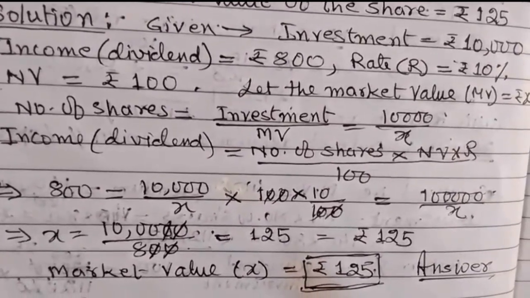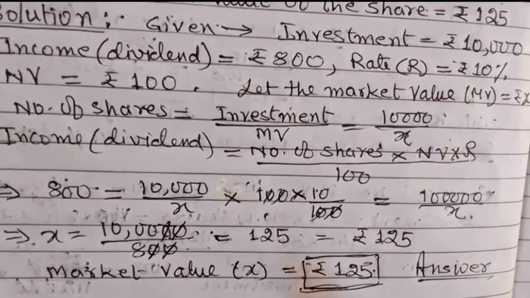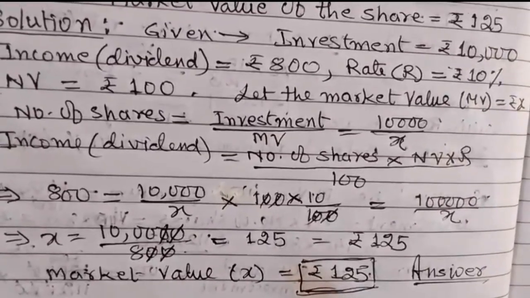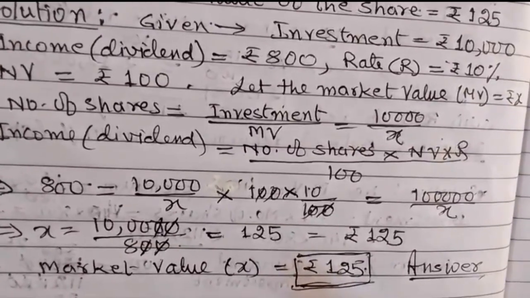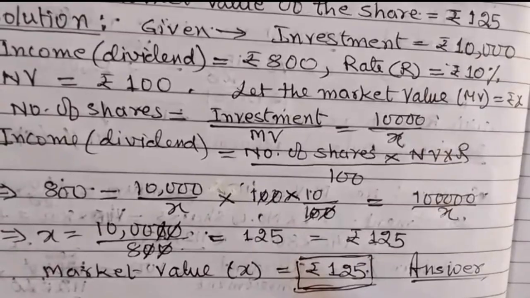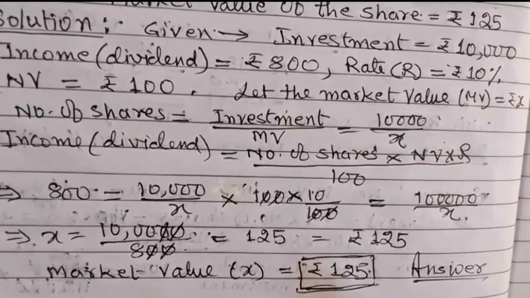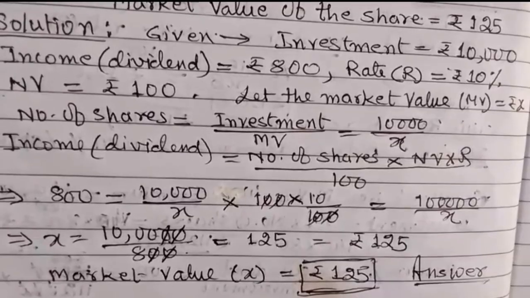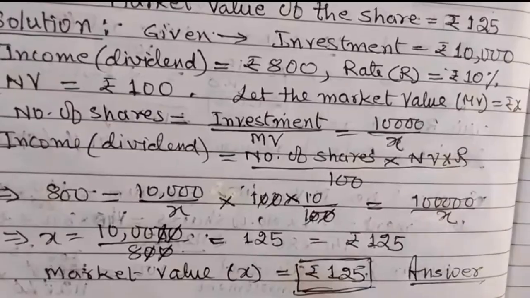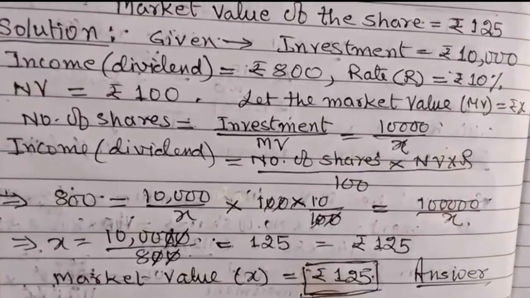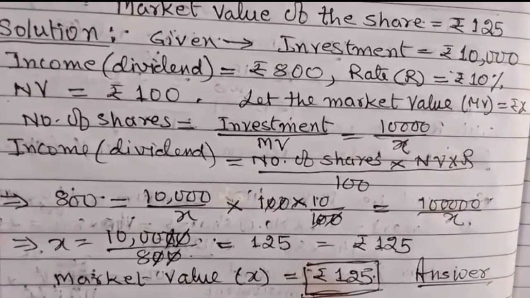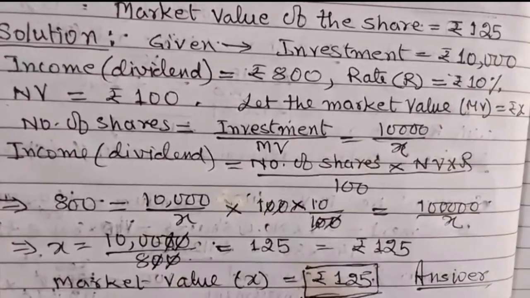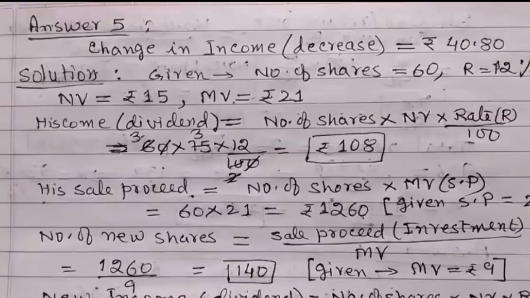We find out income, that is dividend, equals number of shares into nominal value into rate divided by 100. Equating both sides, income, that is 800, equals number of shares, which is 10,000 divided by X, into nominal value, which is 100, into rate, which is 10, whole divided by 100. On solving, we get market value X is equal to 125. So therefore the answer is, the market value is rupees 125 per share.